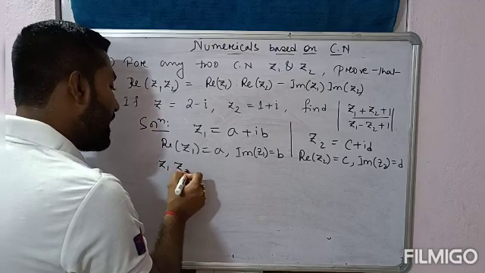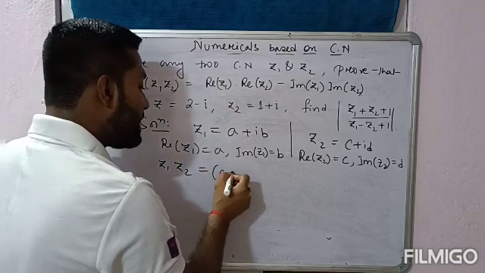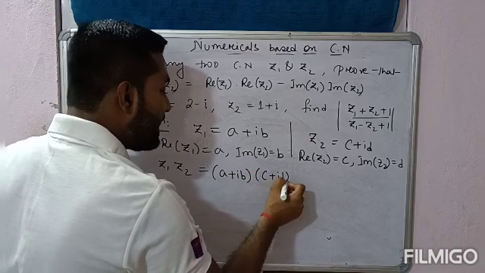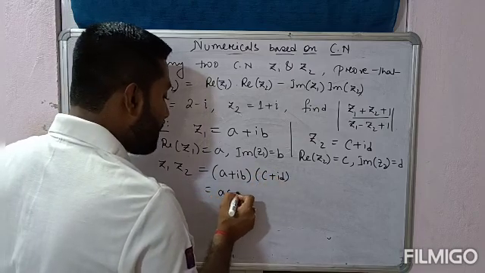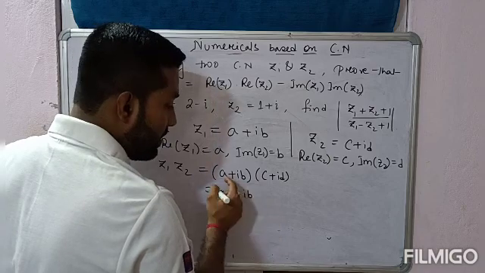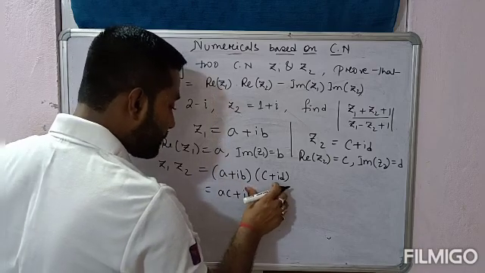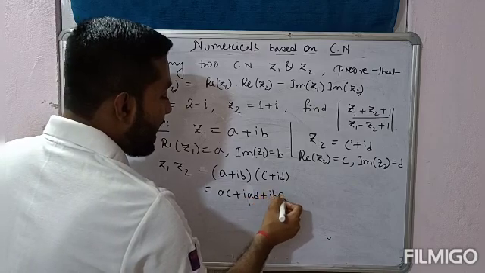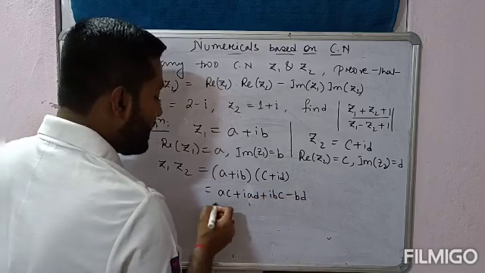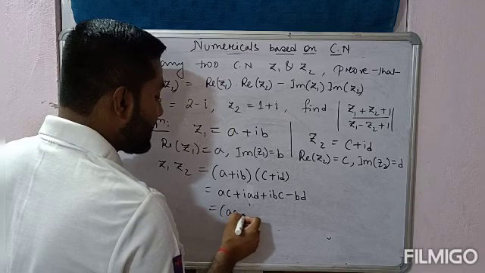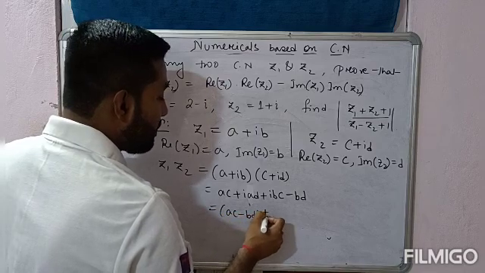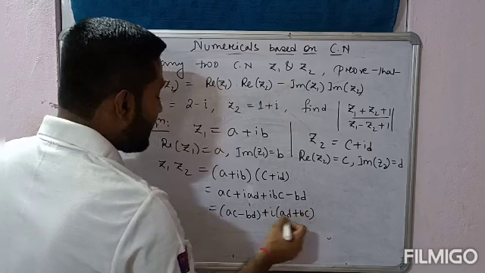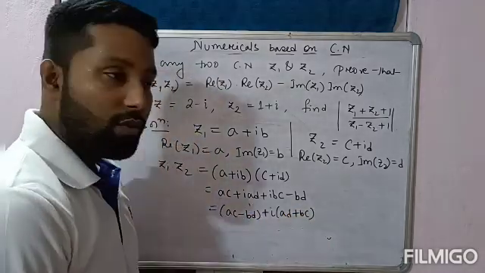So let us find the value of z1 into z2, that is a plus ib into c plus id. Expand it, ac plus iad plus ibc minus bd. So this is equal to ac minus bd plus i into ad plus bc. ये हो गया z1 into z2 का वैल्यू.